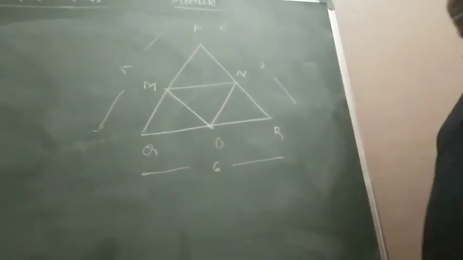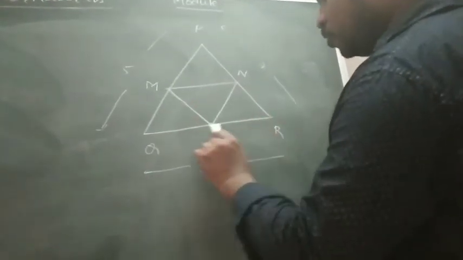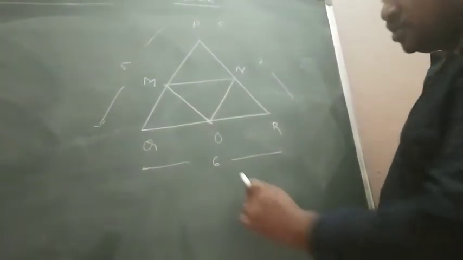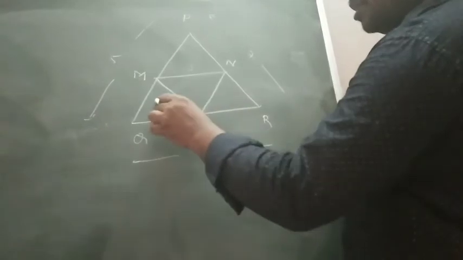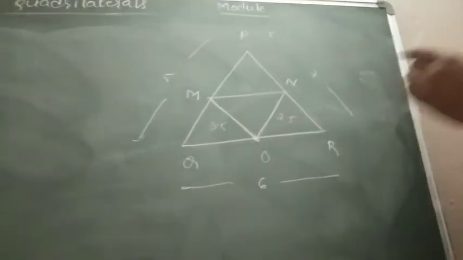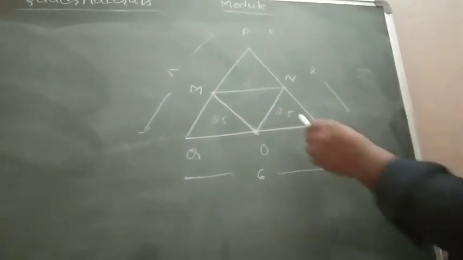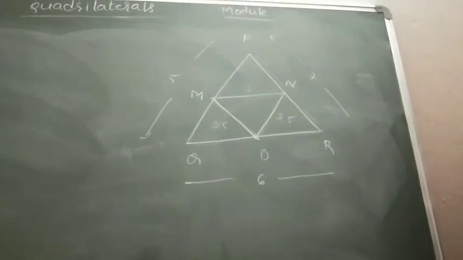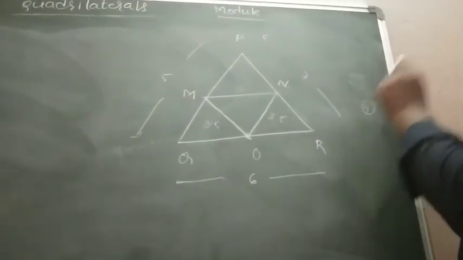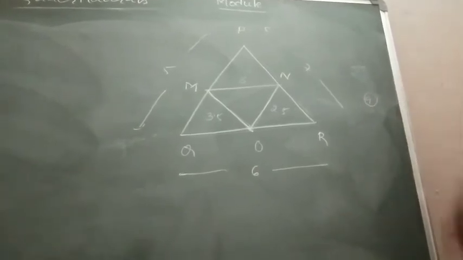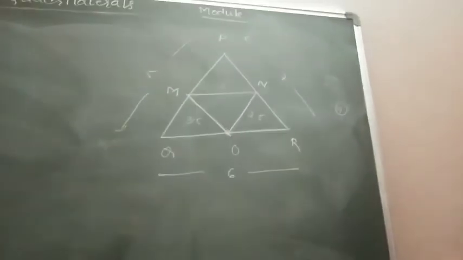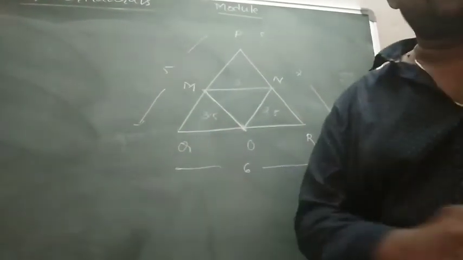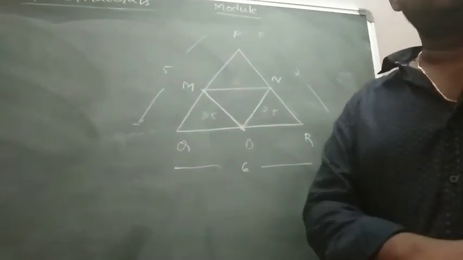Based on this theorem, MN is parallel to QR and also half of it. If it is 6, this is how much? 3. If it is 7, what is this one? 3.5. If it is 5, what is this one? 2.5. 2.5 plus 3.5 is 6. 6 plus 3 is equal to 9. Like that, we can solve so many problems, children. And its application will come in the 10th standard triangles chapter also. It is very, very useful, this theorem, children.